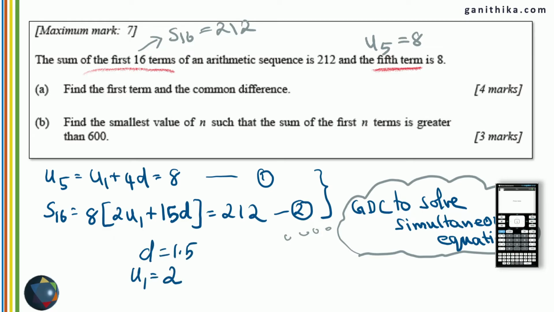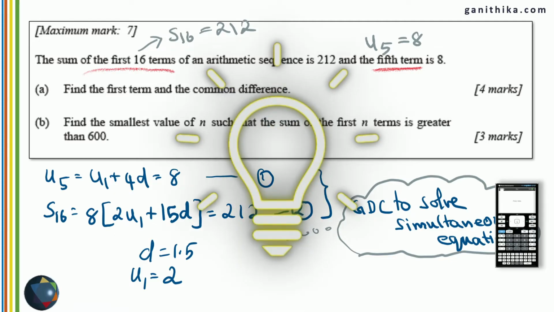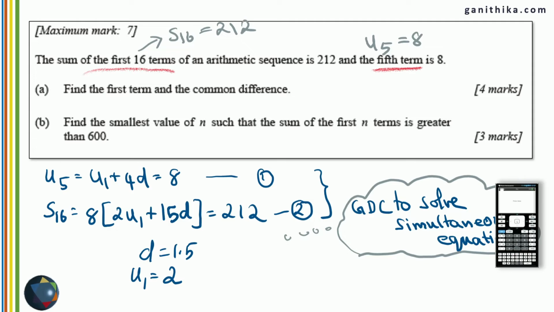The first question A is find the first term U1 and the common difference D, and this is for 4 marks. So if you start solving the two simultaneous equations manually, it will take more time than 4 minutes. Therefore, using the GDC, it's going to be very quick. You will get the D and U1 immediately.